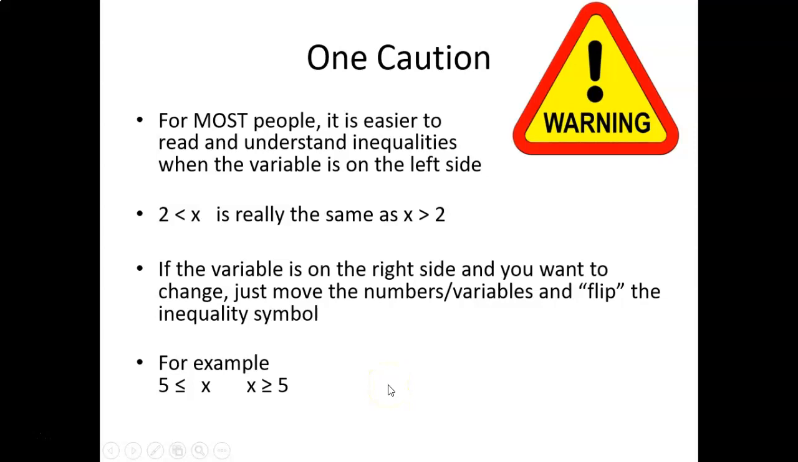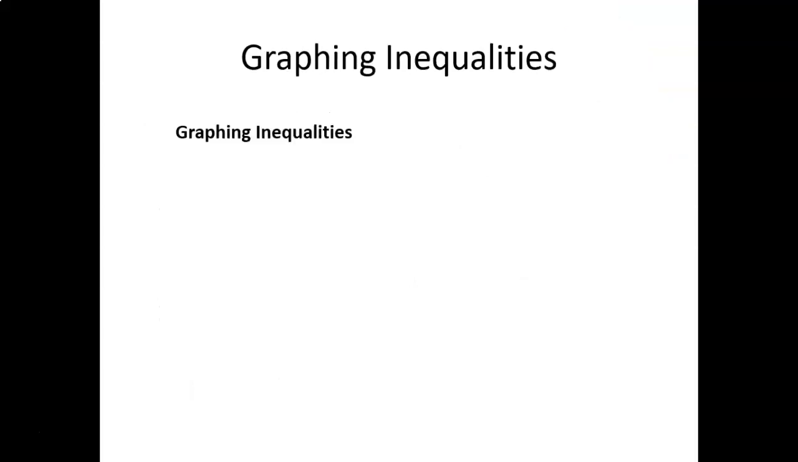So if the variable is on the right side and you'd like to change it, just move the numbers or the variable and flip the inequality symbol. So for example, if you were given 5 is less than or equal to x, and you'd really rather have it start with x, you can flip the x and the 5, and then flip the symbol. So that's x is greater than or equal to 5. They're exactly the same thing. Or I should say they have exactly the same meaning.